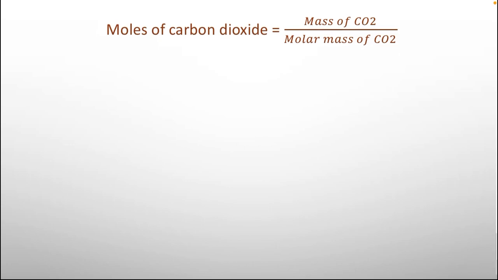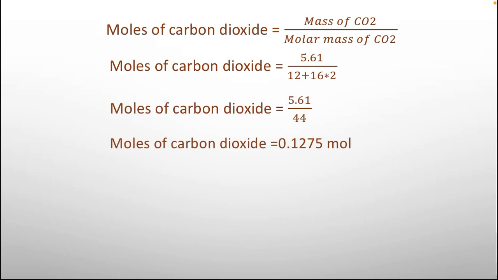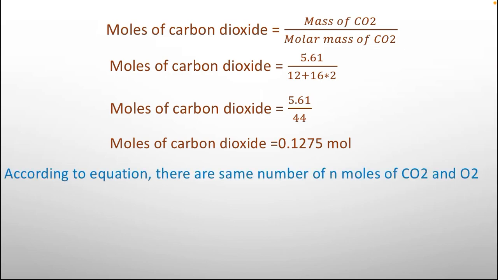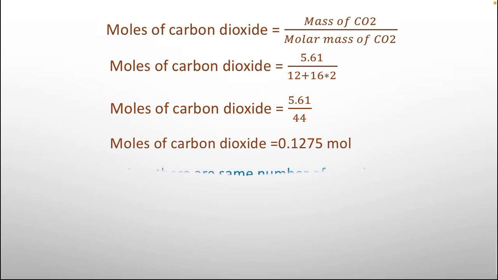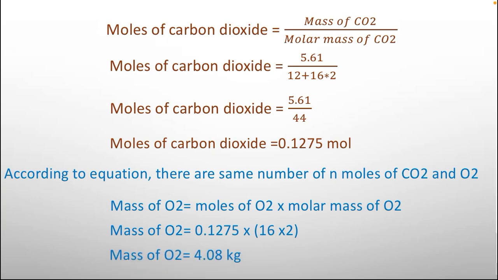Moles of carbon dioxide equals mass of carbon dioxide divided by molar mass of carbon dioxide. This is the formula of moles. By putting the values, the answer we get for the moles is 0.1275 moles. According to the equation, there are the same number of moles of carbon dioxide and oxygen. So for the mass of oxygen, the formula is moles of oxygen multiplied by molar mass of oxygen. Mass of oxygen equals 0.1275 multiplied by 16 multiplied by 2, and the answer we get for the mass of oxygen is 4.08 kg.